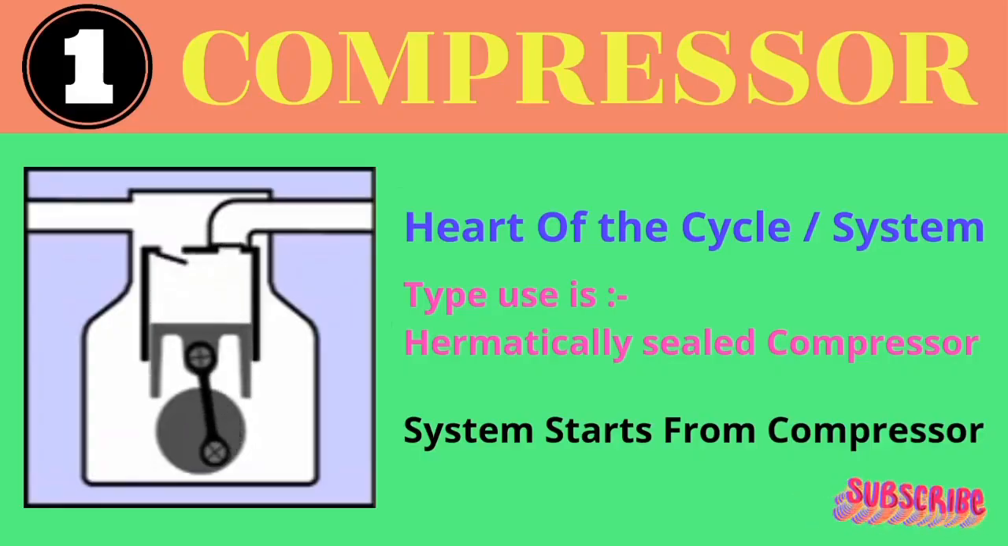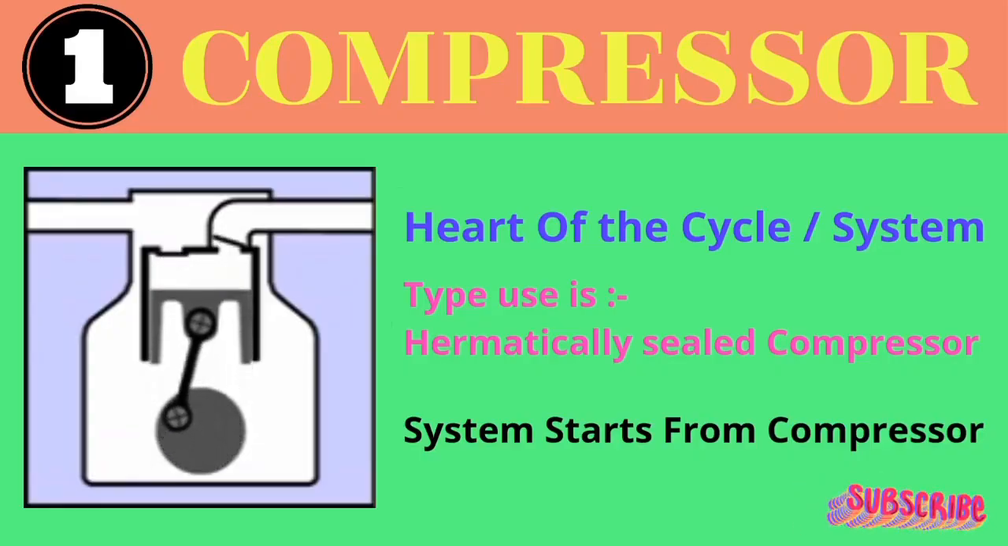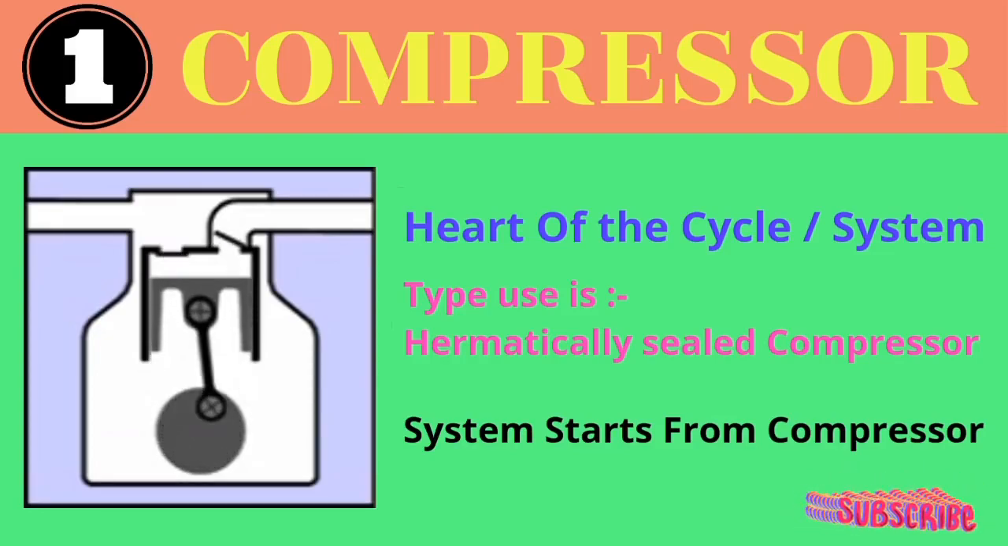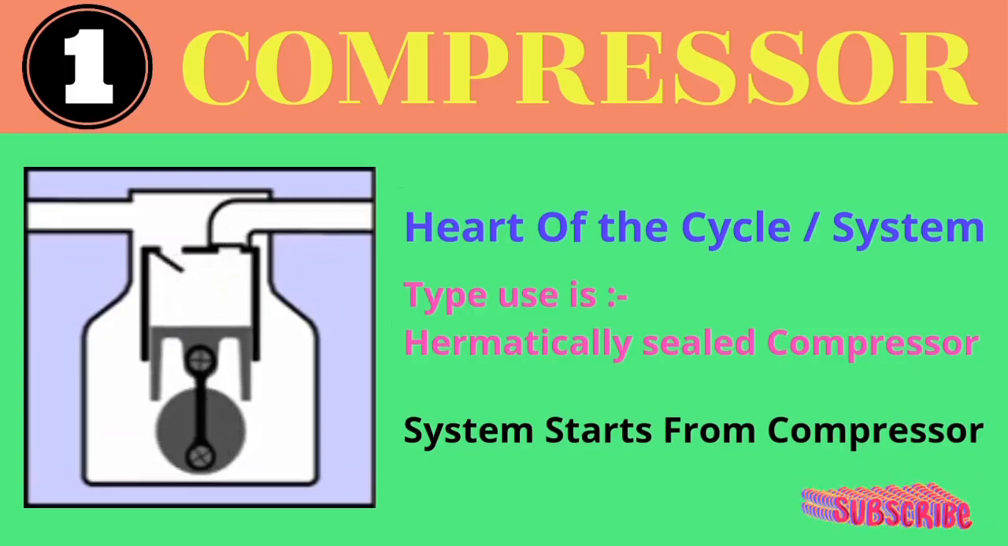Vapor compression cycle has basically four components. First is the compressor. Its function is to compress low pressure and temperature refrigerant into high pressure and high temperature. Compressor is the heart of the cycle and the start position of vapor compression cycle.